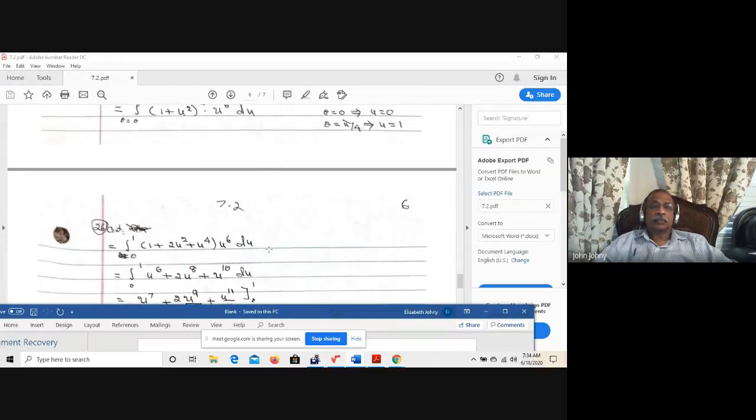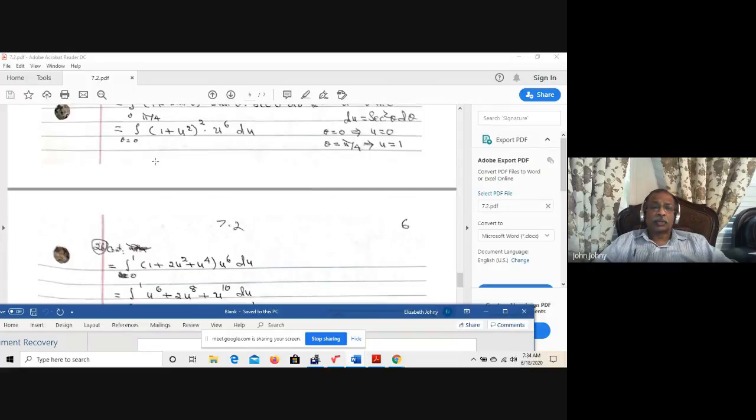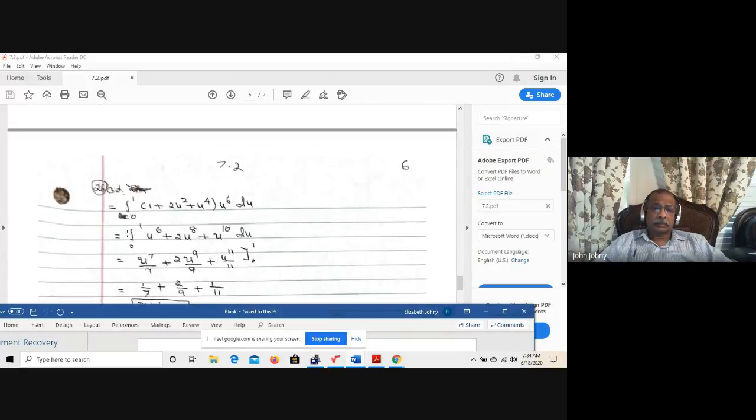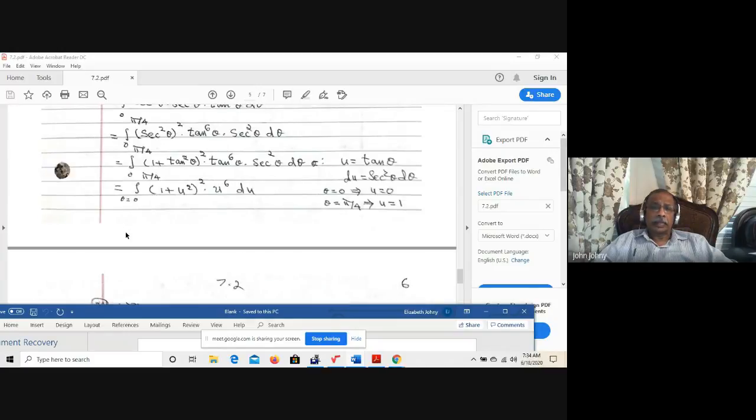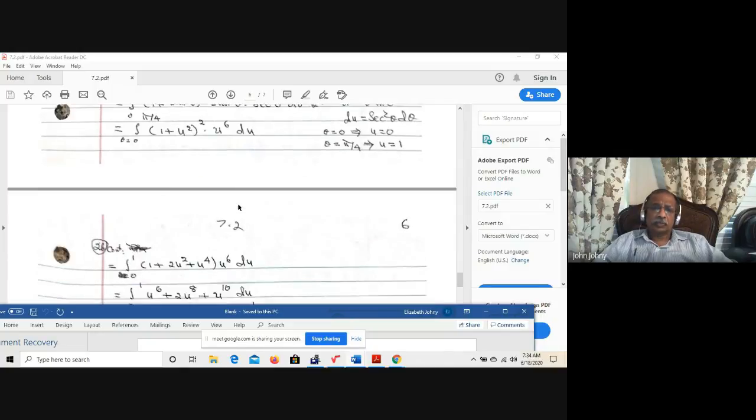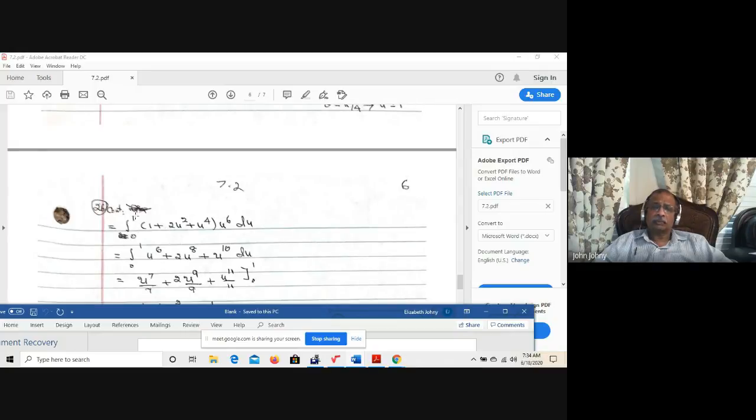I replaced the limit for u. U is equal to tan theta. So when theta is equal to 0, u is equal to tan 0, which is 0. When theta is equal to pi over 4, u is equal to tan pi over 4, that is 1. So the limits of u are from 0 to 1.